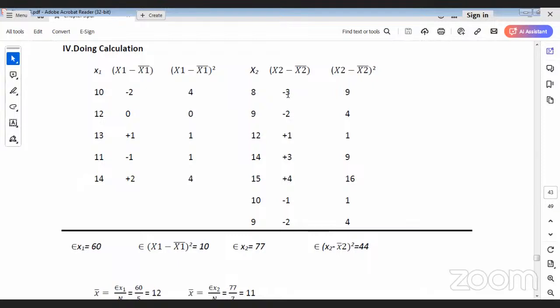Then next, 8 minus 11, that is minus 3, 9 minus 11 minus 2, 12 minus 11 plus 1, then 14 minus 11 plus 3, 15 minus 11 plus 4, 10 minus 11 minus 1, 9 minus 11, that is minus 2. 3 square 9, 4 square 4, 1 square 1, 3 square 9, 4 square 16, 1 square 1, 2 square 4. 60, 10, 77, 44.